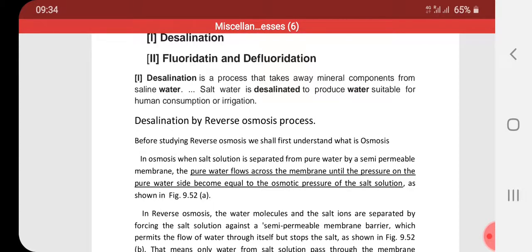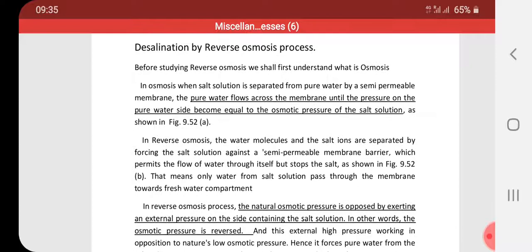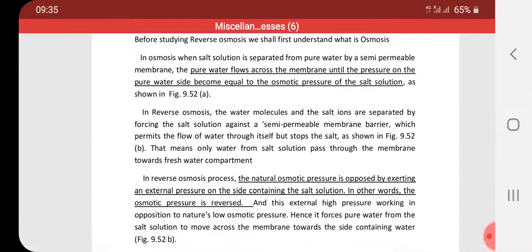So you understand, desalination means removing the salt from the water, or separating the pure water from the salty water. That type of process is called reverse osmosis. So reverse osmosis is one method which is used for the desalination process. The same thing that I explained is written over here.